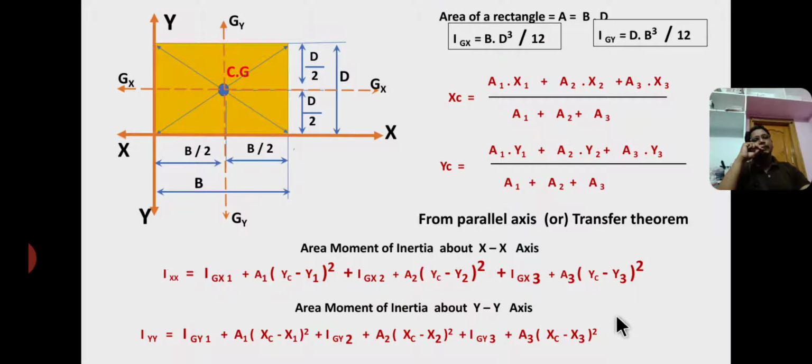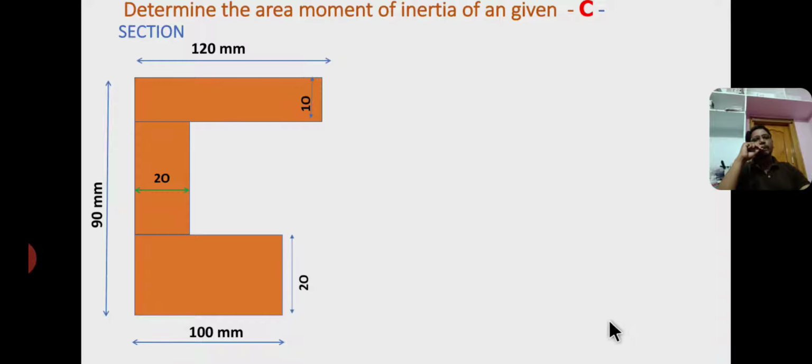Now in the next slide I am going to explain how to determine the area moment of inertia for a C section. The question is: determine the area moment of inertia of a C section. The figure is given and the dimensions are here.